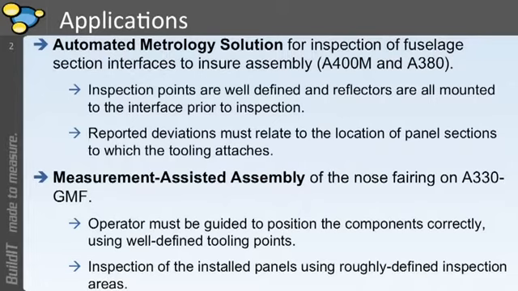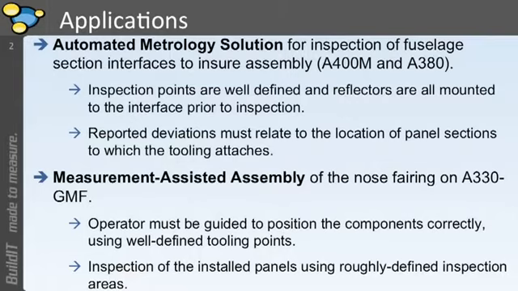And the second process that we did was more of an automated assembly solution. That's something that we did for the A330 GMF, which is a freighter version of the 330. And in this case, it's not measuring after the fact, but we were involved in the assembly process itself. The operator was guided to position the components correctly, using the various tooling points that we had. So we were measuring essentially while the part was being assembled on the aircraft section itself.